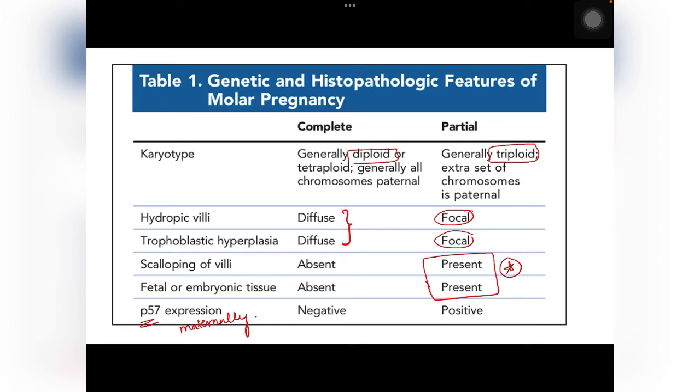So P57 expression is going to be present in your partial mole. This again is an important question. So remember P for P57, partial mole, it is going to be positive.